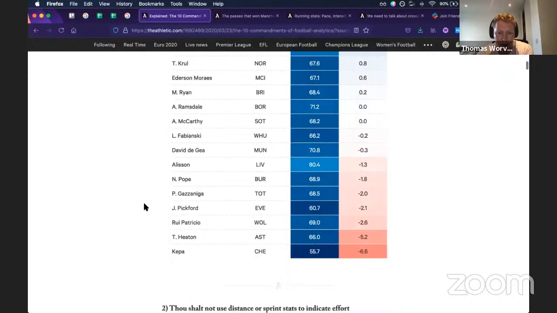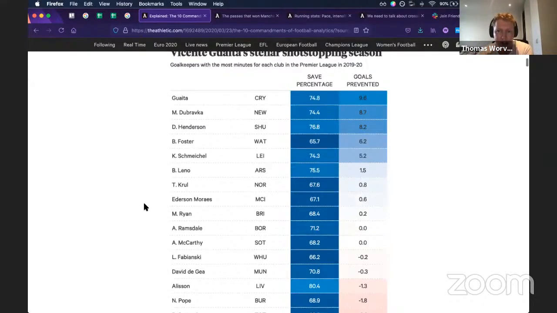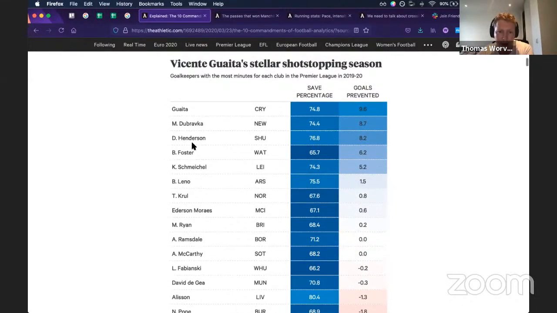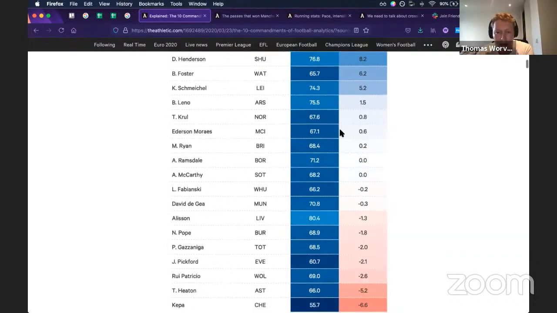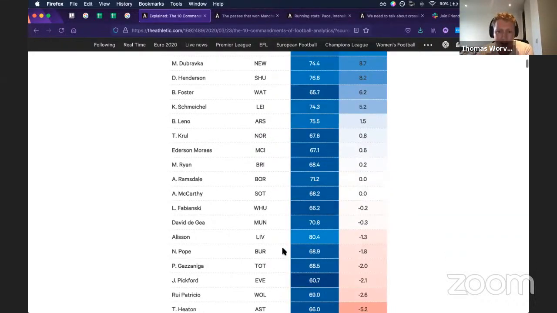So this is my 538-esque style guide, the brand look. And this was the data for 2019-20. So Vicente Guaita at Palace was the best keeper in terms of preventing the most goals versus what you'd expect, even though I think Alisson had the highest save percentage. And by that model, he was just below par, or I guess above par as it should be.